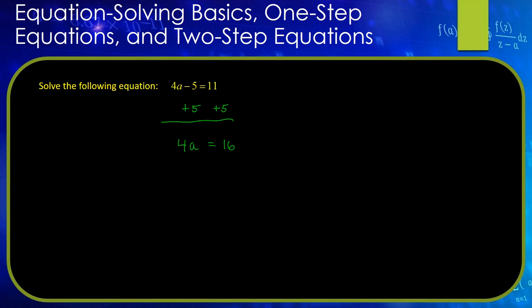I end up with 4a equaling 16. And now, again, 4a means 4 times a, so I will divide both sides by 4. And when I divide both sides by 4, I get that a does equal 4. So there's your solution. On to the next one.